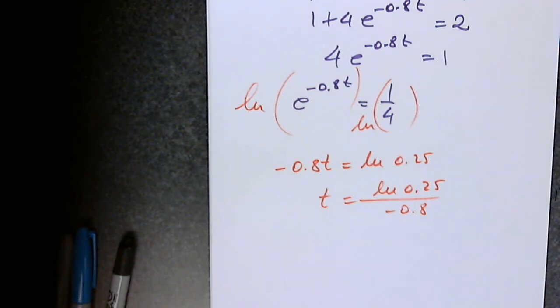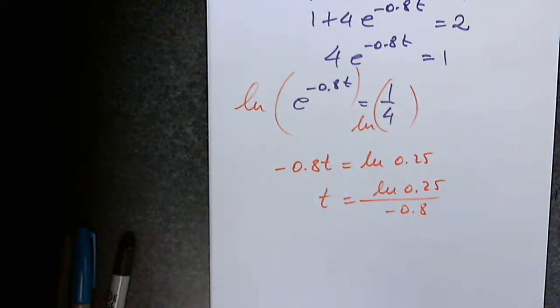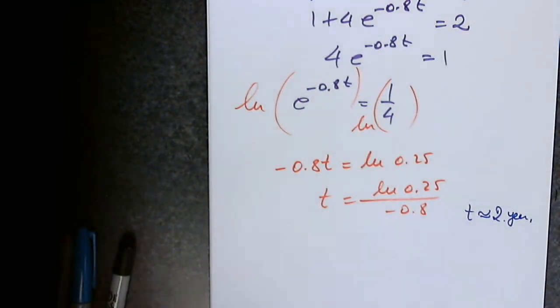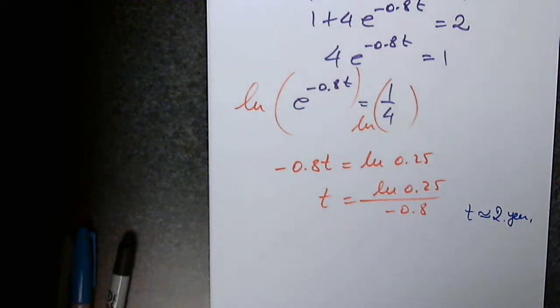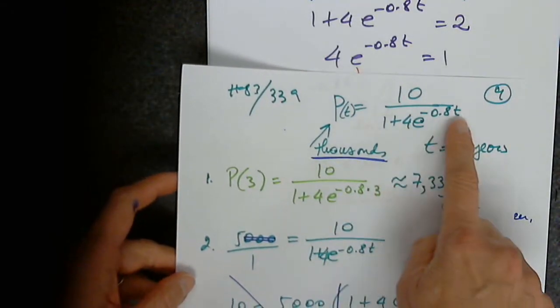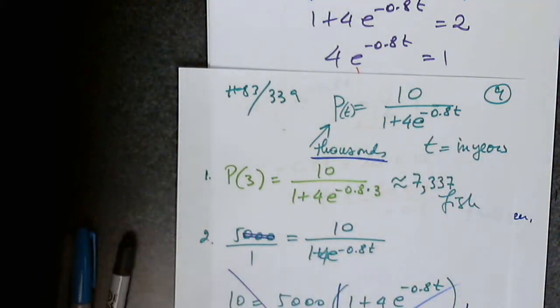So where am I? So natural log 0.25 divided by, in parentheses, negative 0.8. Good. So in roughly 2 years. So now I would like to go back, and if you want to, we can check and plug it in here with the previous answer and see if I get 5.